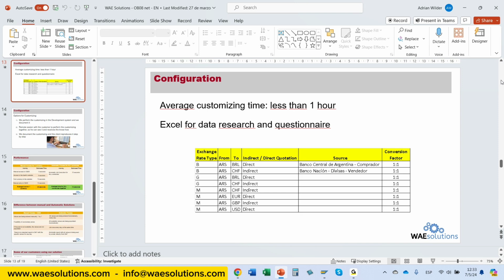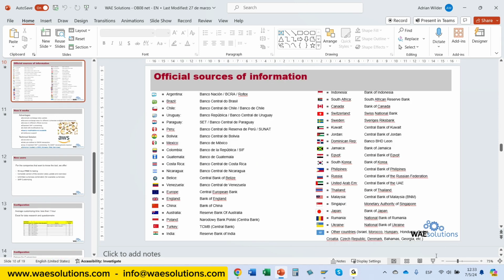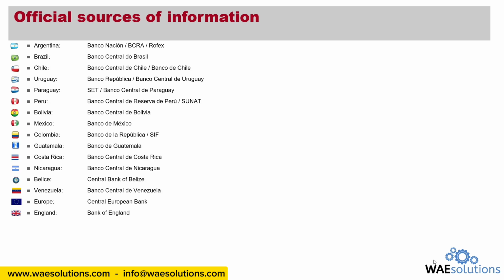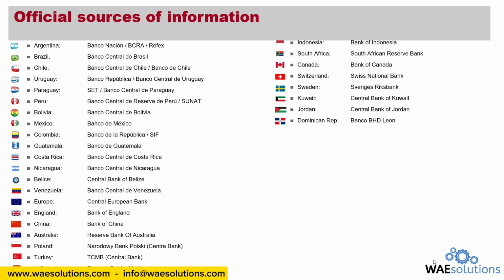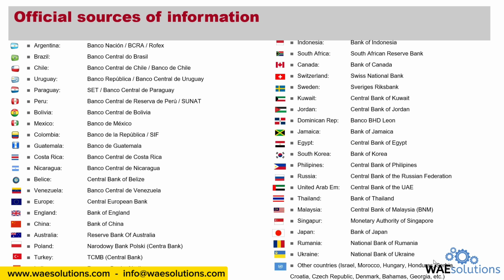What we do is like a kind of translator between the different central banks and the SAP format. We have a development for every one of these different countries and banks, and we extract the information and translate it into just one format, which is the TCURR format.